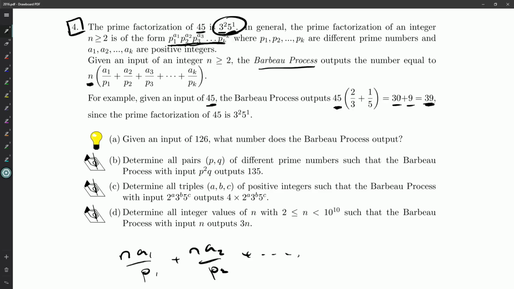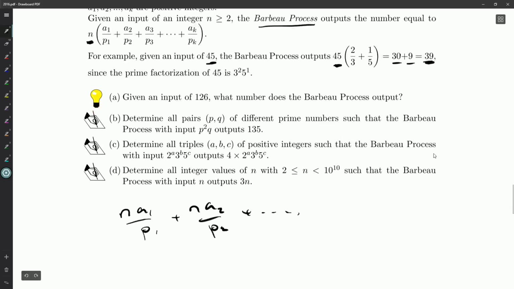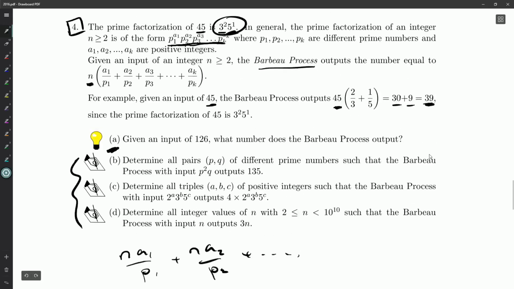And we've got 4 parts here. 3 written parts, and then 1 light bulb. Given the input 126, what number does the Barbeau process output? Alright, so this is probably just a nice 1 mark, maybe 2 mark question. Basically, did you read and understand this brand new concept that we're giving you?